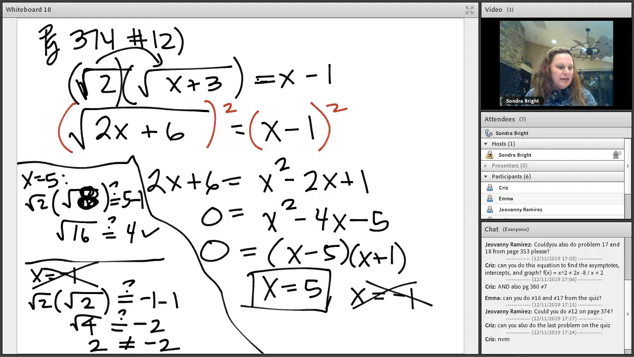All right, I already did the last problem on the quiz because that was number 17. What else? What other questions do you have?